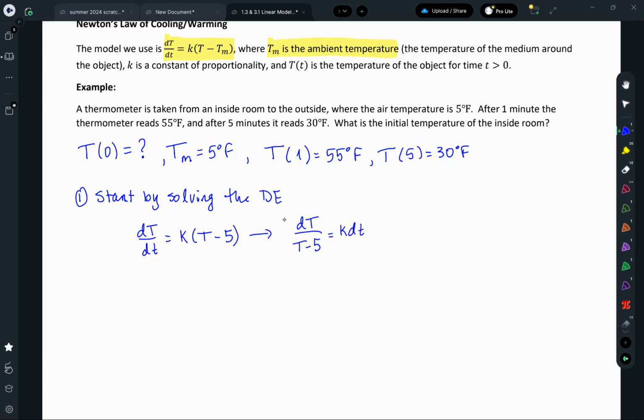Done my separation. Now I can put my integral symbols on and I can integrate. Left-hand side, I get the natural log of the absolute value of T minus 5. Right-hand side, I get kt plus c.